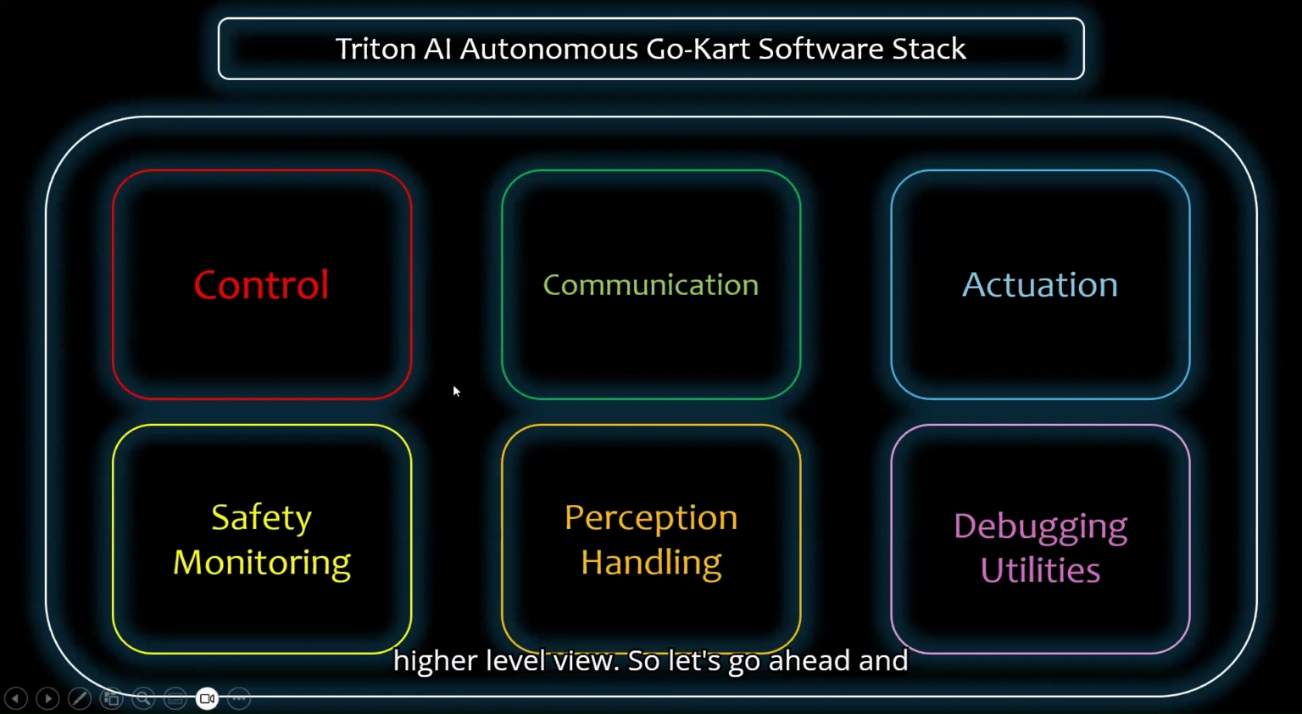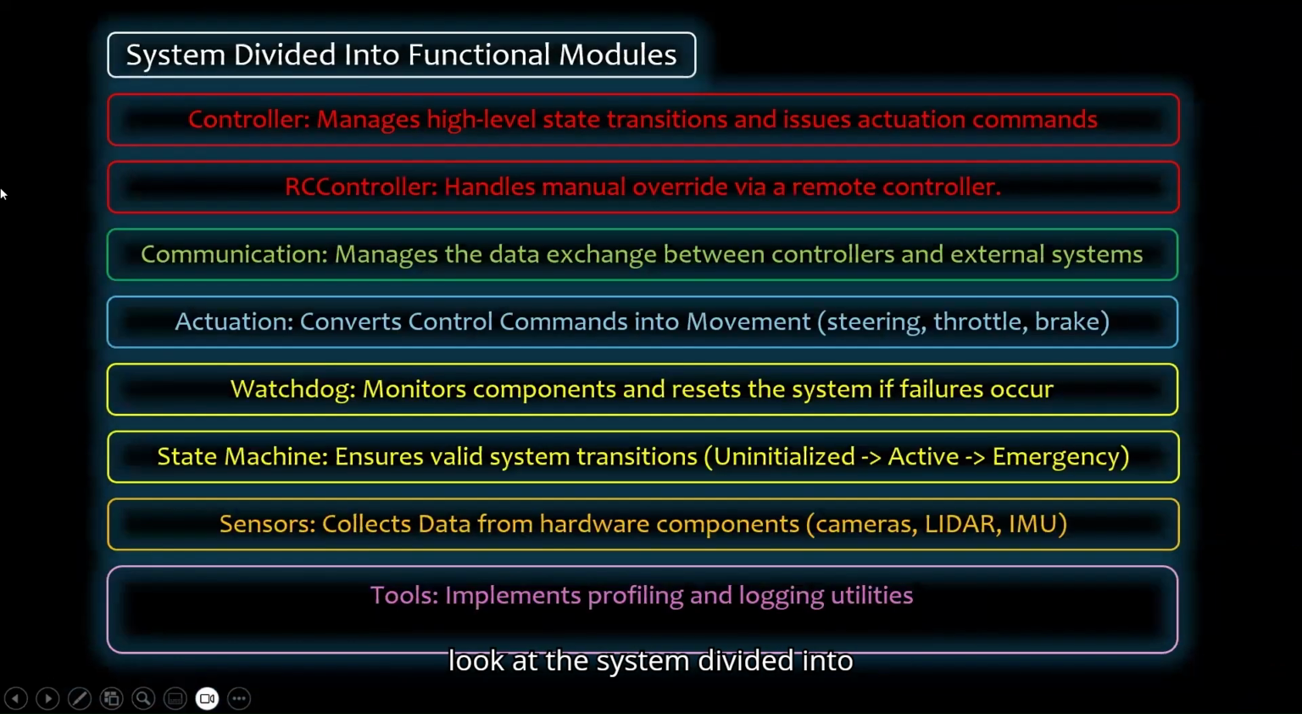This is a higher level view. So let's go ahead and look at the system divided into functional modules. So we have a controller, which manages high level state transitions and issues actuation commands. We have an RC controller, which handles manual override via a remote controller.